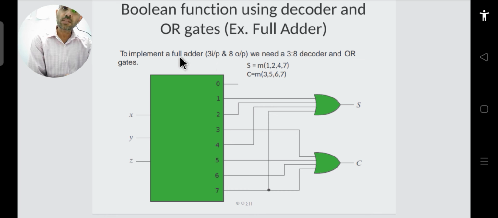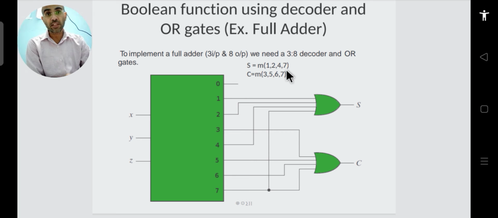So for the full adder expression, if you remember from your previous discussion, the expression for sum will be the sum of min terms 1, 2, 4 and 7, whereas the carry output will be the sum of min terms 3, 5, 6 and 7. If you see the decimal equivalent of the maximum min term, you can find that it is 7. So 2 to the power 3 should be greater than this maximum min term present in the expression.